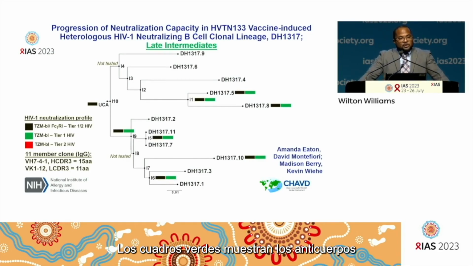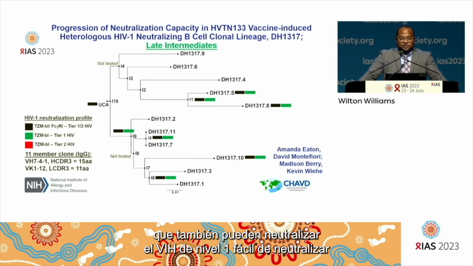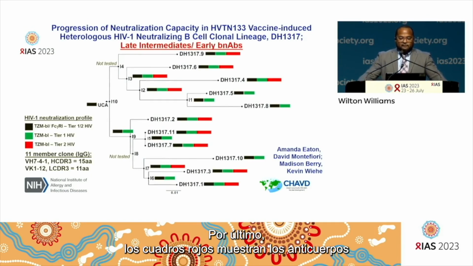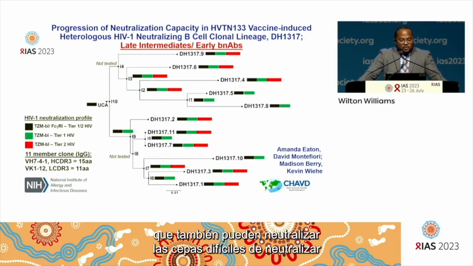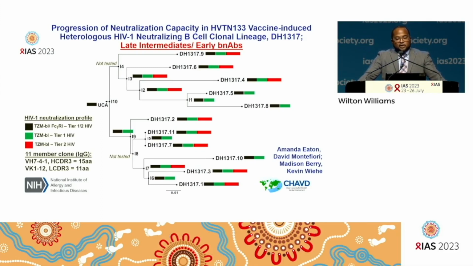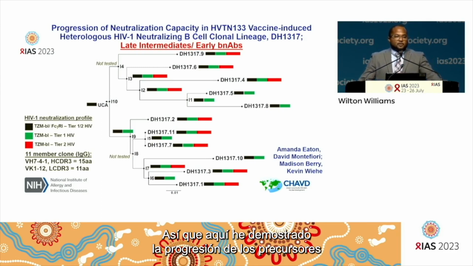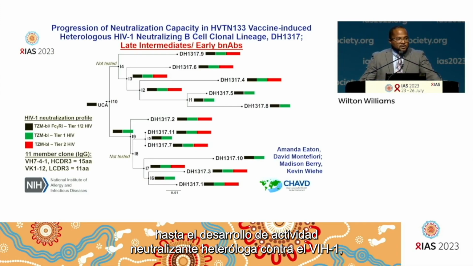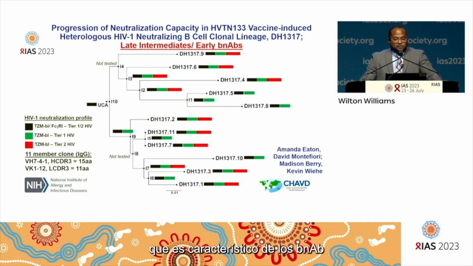The green boxes show the antibodies that can also neutralize the easy-to-neutralize tier 1 HIV in the standard TZM-bl assay, and these are indicative of late intermediates in the EMPER bNAb lineage maturation pathway. And finally, the red boxes show the antibodies that can also neutralize the difficult-to-neutralize, or tier 2, HIV-1 strains in the standard TZM-bl assay, and these are indicative of early bNAbs in the EMPER bNAb lineage maturation pathway. So here I've demonstrated the progression from precursors to the development of heterologous HIV-1 neutralization activity, which is characteristic of bNAbs, within a single vaccine-induced B-cell clonal lineage, which has never been reported.